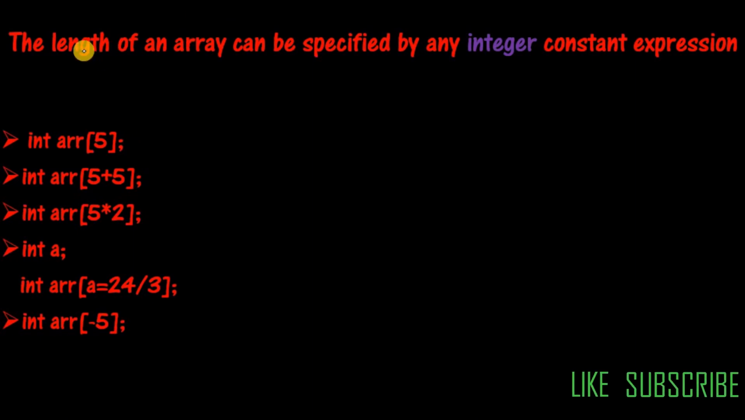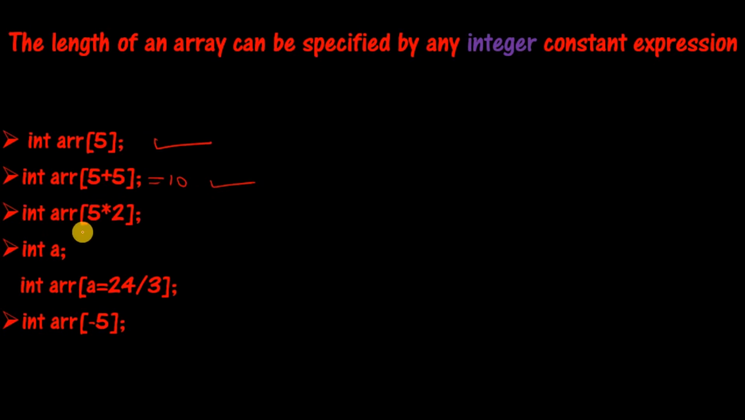Here is one important point you should note down. The length of an array can be specified by any integer constant expression. You can simply write the number of elements here. This is right. Or you can write an expression like 5 plus 5, which eventually evaluates to an integer equal to 10. This is also right. Or you can write 5 into 2, which is equal to 10, which is also right.